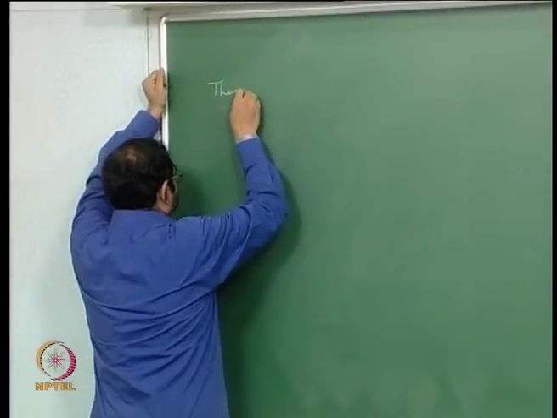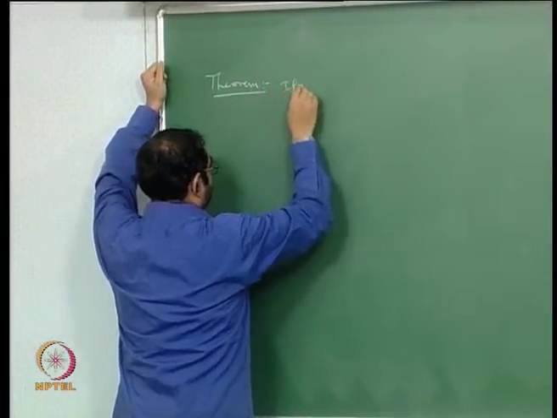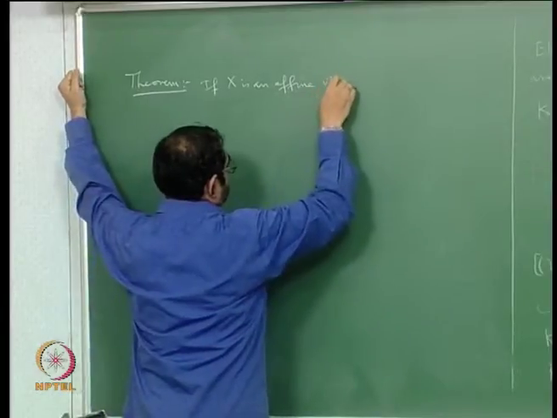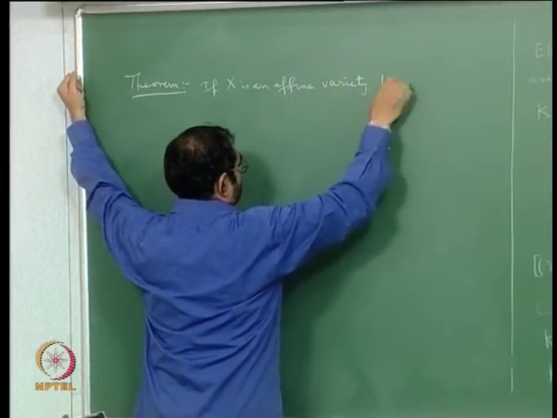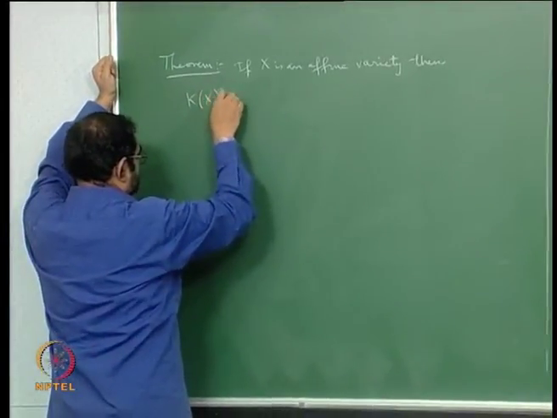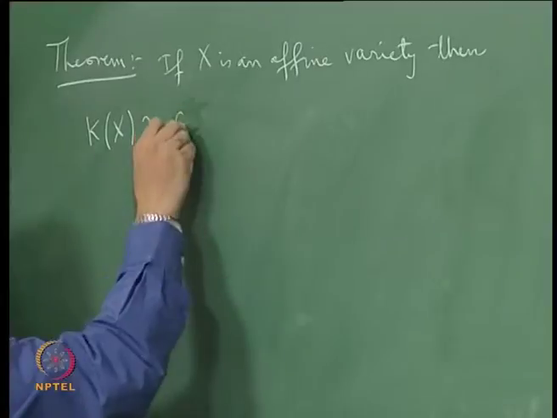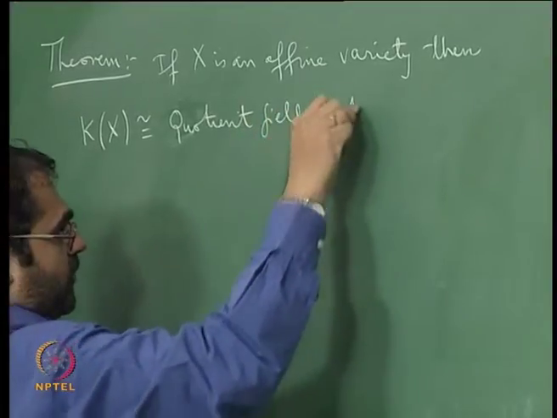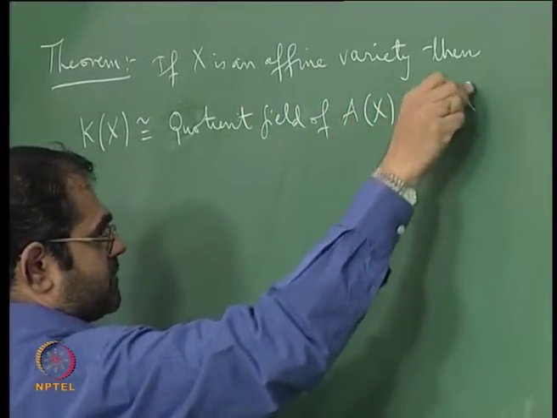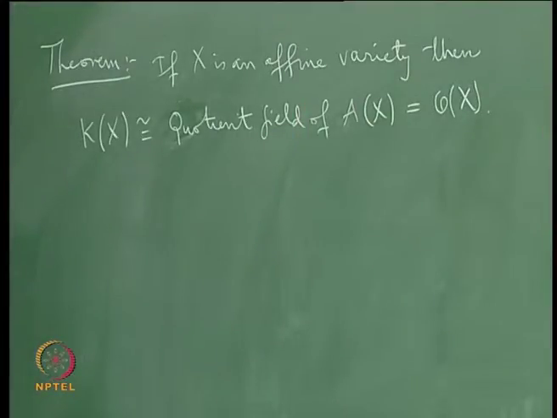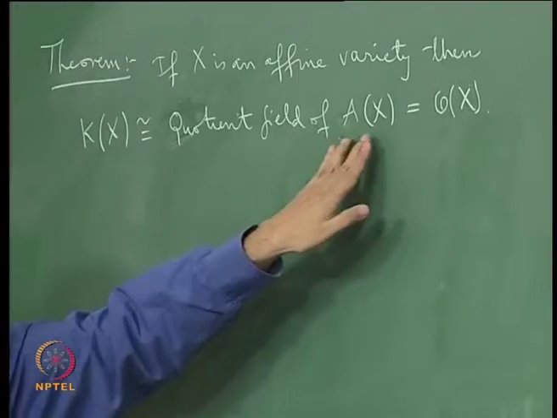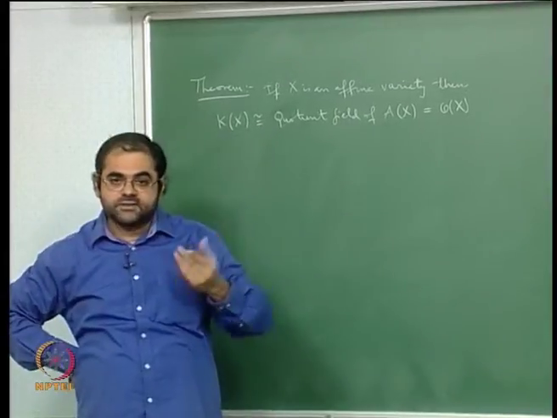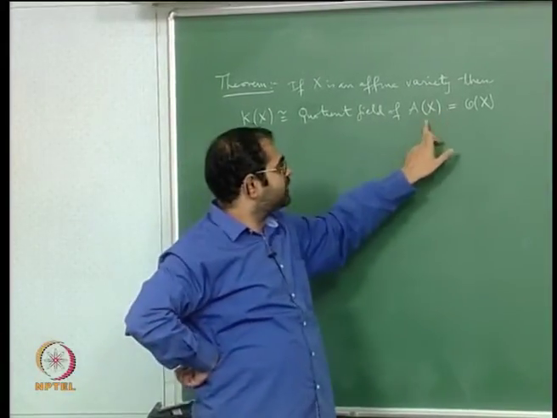So here is the theorem: if x is an affine variety, then Kx is isomorphic to the quotient field of Ax, which is equal to Ox. If x is an affine variety, then we have defined Ax, the affine coordinate ring of x, and we have proved that the affine coordinate ring is equal to the ring of regular functions. This equality is being thought of as functions.